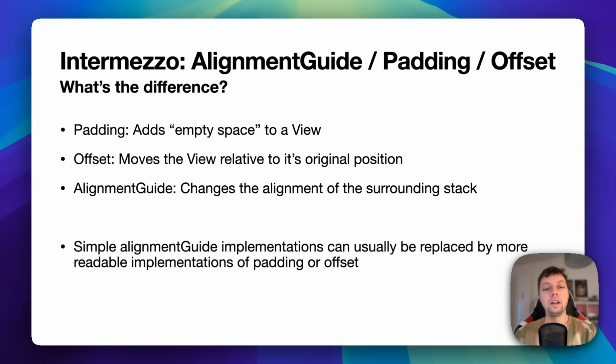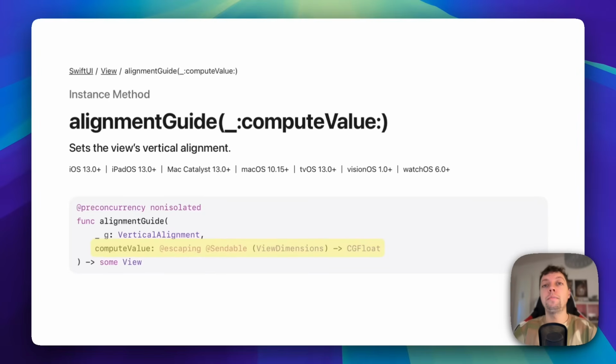So simple alignment guide implementations can usually be replaced by more readable implementations of padding, offset, perhaps even the position view modifier. So this is the API that we're actually referring to here. And as you can see, we have to specify a vertical alignment for this vertical alignment guide here, but you can also have a different view modifier for horizontal alignment. And then there's this compute value closure, which is what we've used so far, and we've either returned 0, 100, or minus 100.